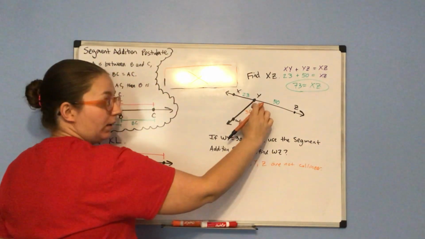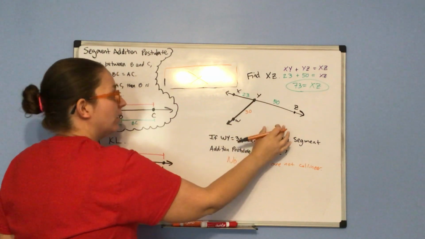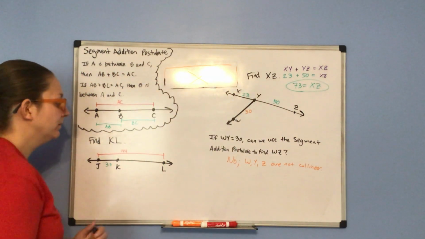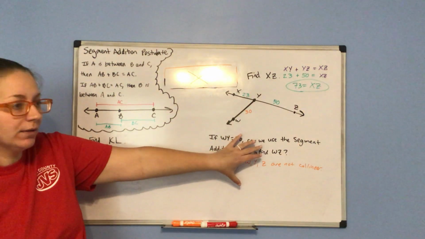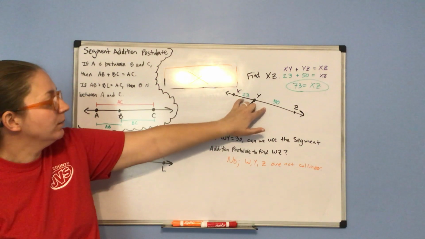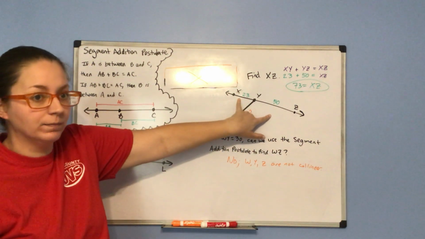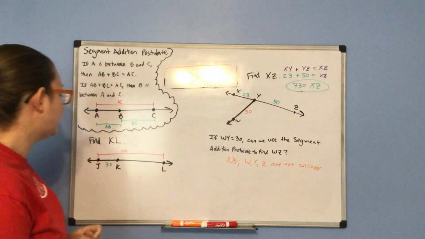We could say W and Y are collinear. We could say Y and Z are collinear, but all three of them are not collinear on the same line like we see in the segment addition postulate. All right, so kind of forgetting about this part, thinking back to what we did here, smaller part plus smaller part equals entire length. That was pretty easy because I just had to add the two numbers together.